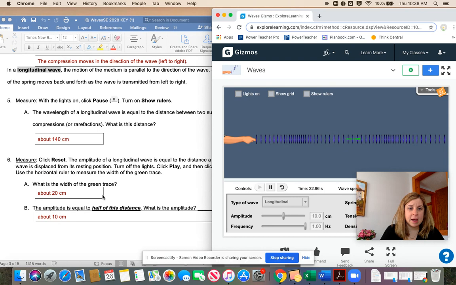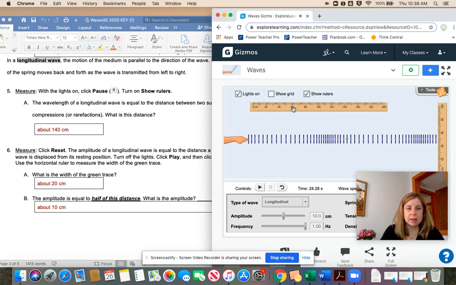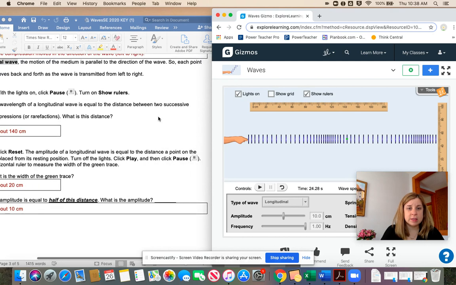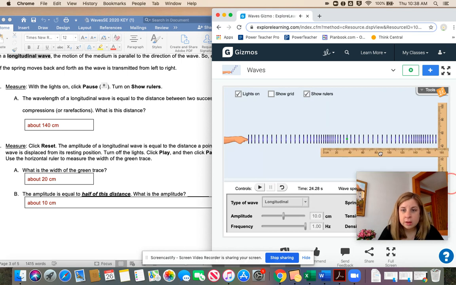Okay? And now we're going to click pause. And we're going to show our rulers. Put my lights on, okay? It says the wavelength of the longitudinal is equal to the distance between two successive compressions or rarefactions. So we take a look. This is about the beginning of my rarefaction to the next one. So here's about the beginning, and here's the beginning of the next compression, okay? So this is my compression. This is the rarefaction, okay?